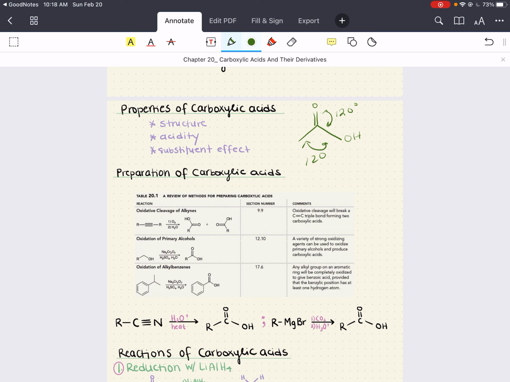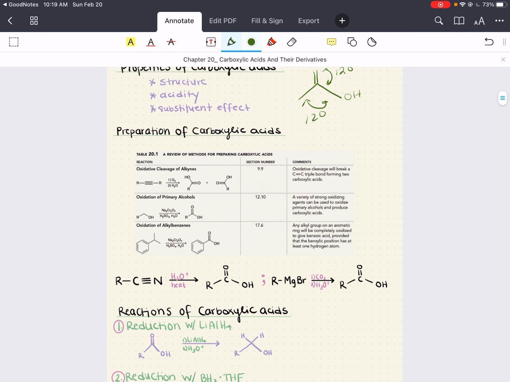Now, as for substituent effects, the presence of electron withdrawing substituents can have impacts on the acidity of carboxylic acids. And this has a lot to do with inductive effects, and we're going to see a couple of these examples here. Now, onward to preparation of carboxylic acids. We've covered actually a lot of techniques in previous chapters on how to prepare carboxylic acids. We're going to review 3 of these techniques, and we're actually going to introduce 2 more preparation methods.